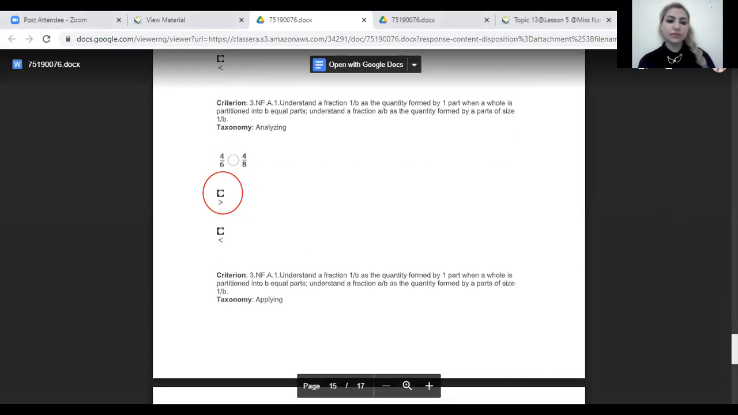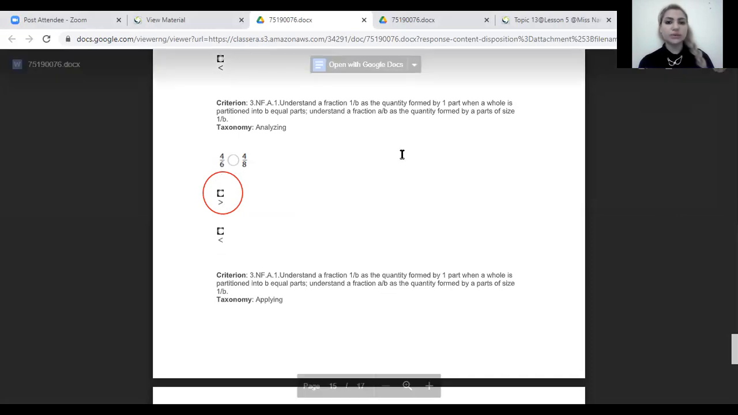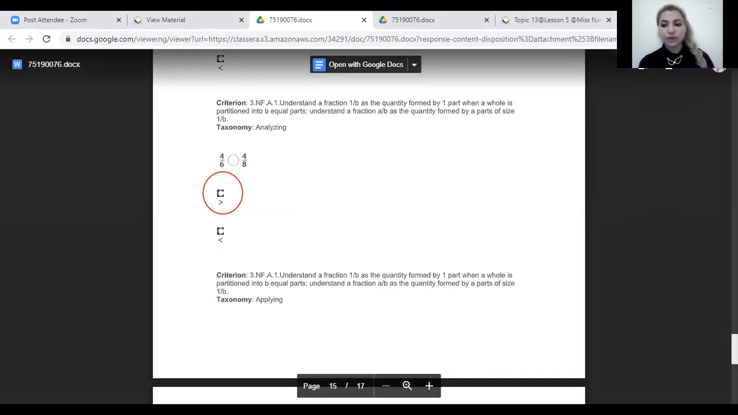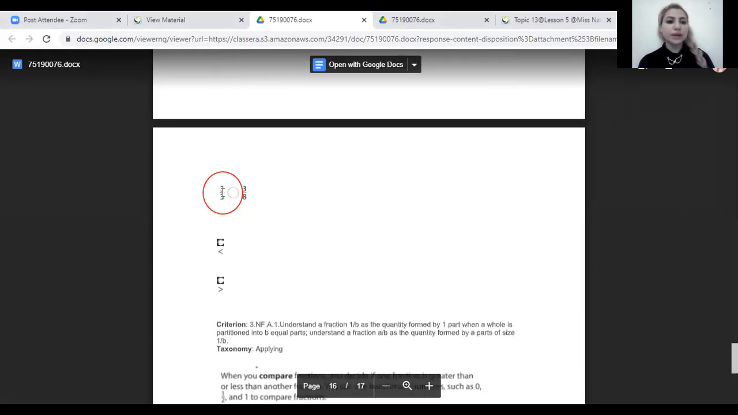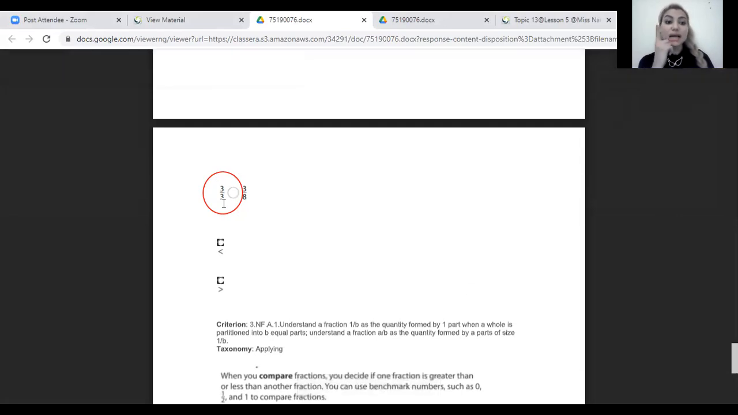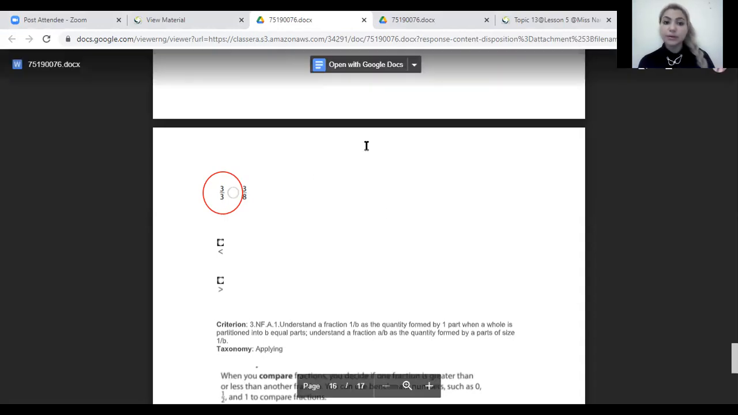4 out of 6 and 4 out of 8. What is my rule? If the denominator is big, the fraction is small. If the denominator is small, the fraction is big. So the answer is 4 out of 6 is greater than 4 out of 8. Now 3 out of 3 and 3 out of 8. 3 out of 3 is a whole, which is 1. And 3 out of 8 is part of the 8. So 3 out of 3 is bigger.